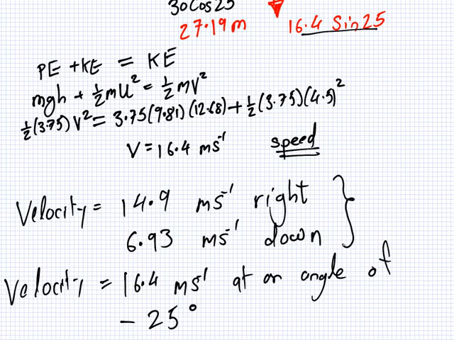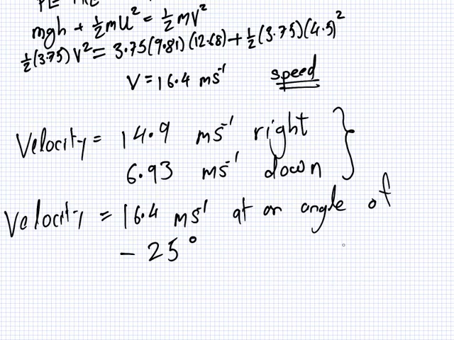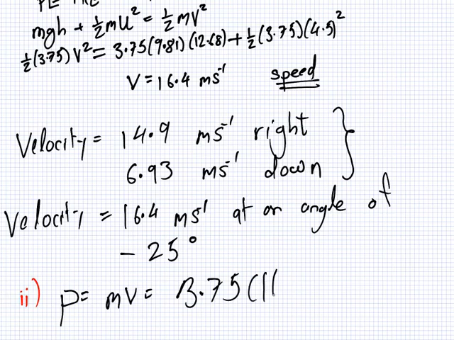The next part is very easy compared to this part. They want to know the momentum. What's the formula for momentum? mv. So that is 3.75 times 16.4, which is 61.5 kilogram meters per second.